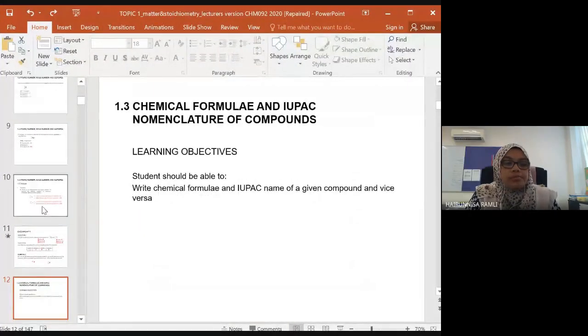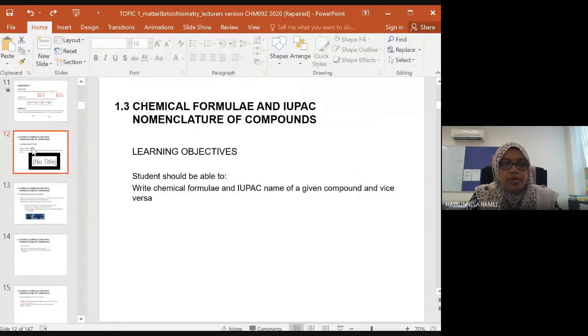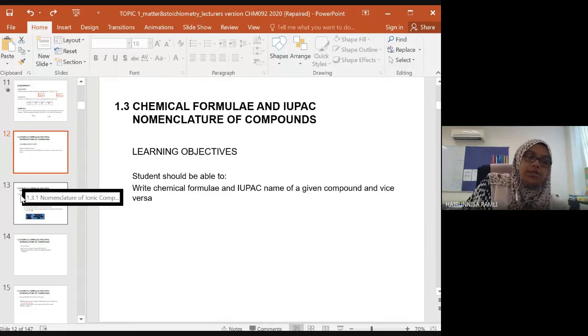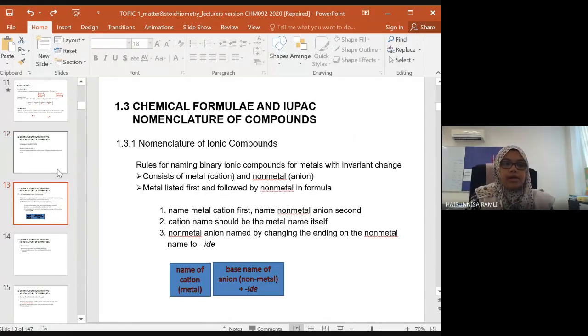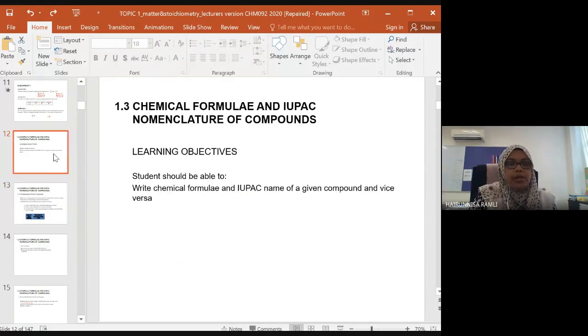Okay, so now we move to 1.3. That was quick, we are already at 1.3. For 1.3, it is more on chemical formula and nomenclature. I hope you know the meaning of nomenclature. Nomenclature is actually naming, naming according to the IUPAC system.